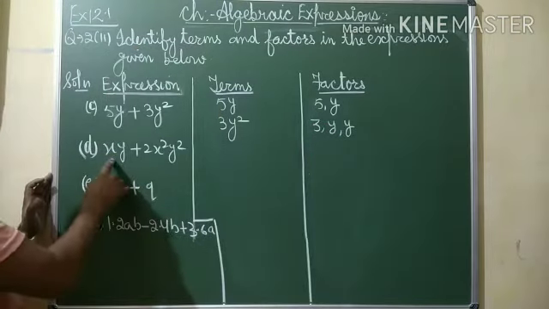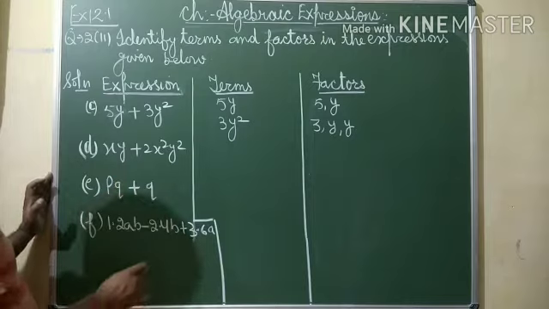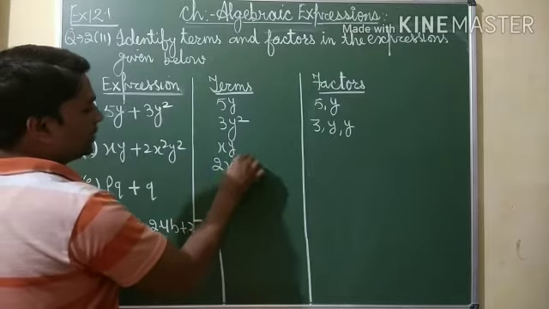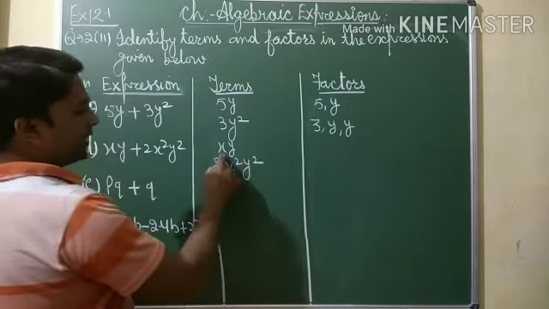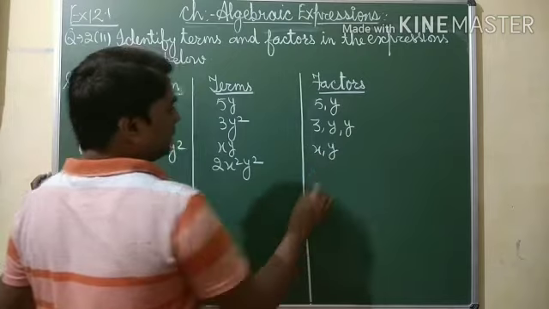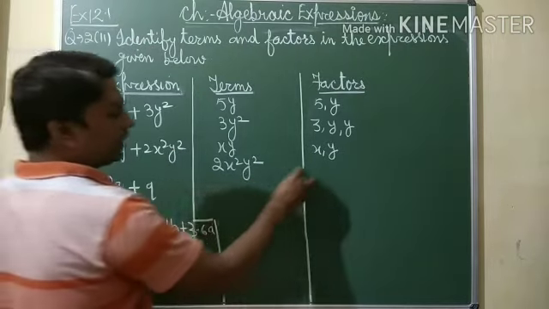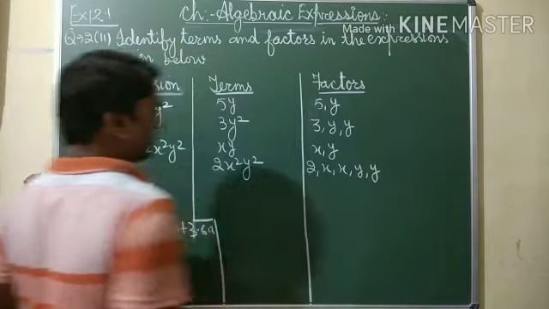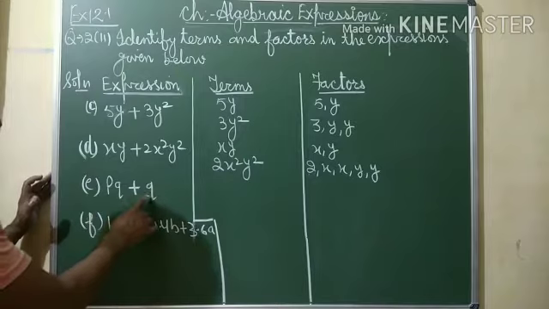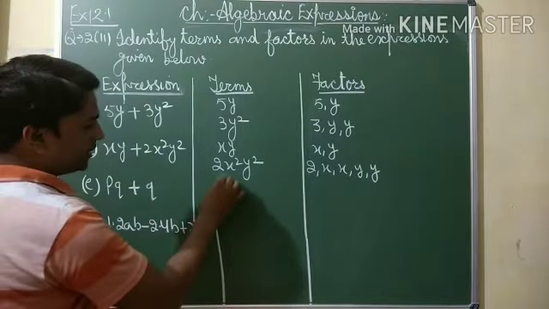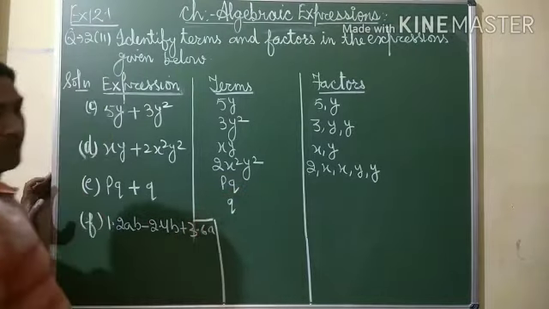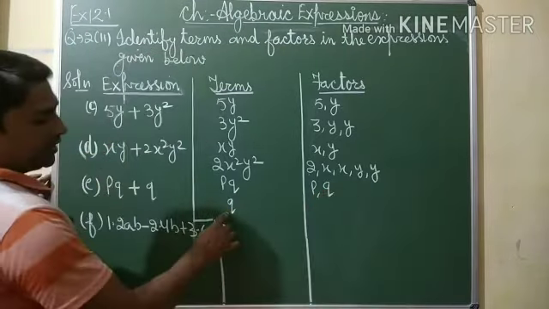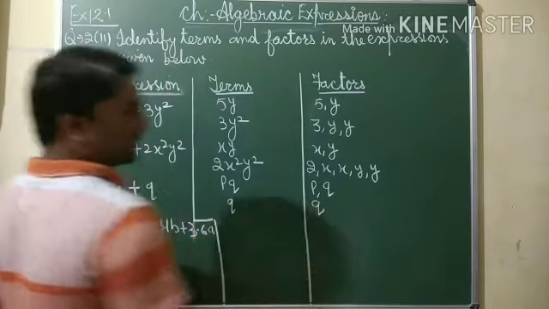Next expression xy plus 2x square y square. Now this expression contains the terms xy and 2x square y square. Now factors of xy be x, y, and factors of 2x square y square be 2, x, x, y, y. Next expression is PQ plus Q. Now this expression contains the terms PQ and Q. Now factors of PQ be P comma Q and factors of Q be Q as it is.